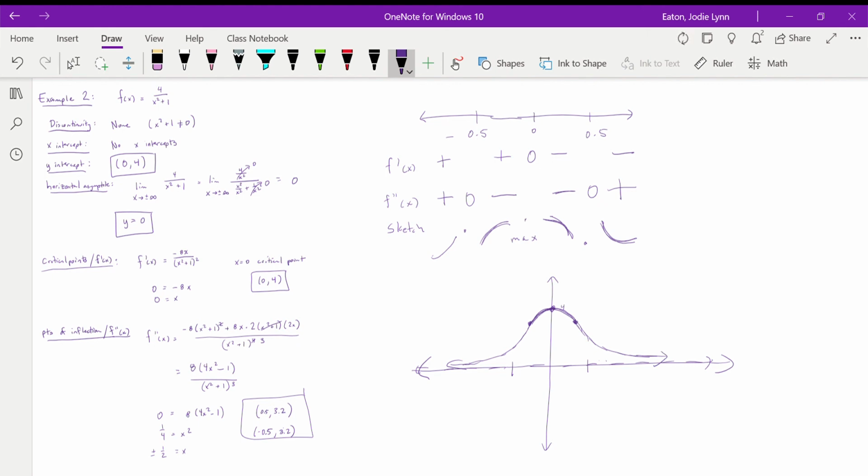Okay, so those are the important points. We have (0.5, 3.2), (negative 0.5, 3.2), and those are actually accurate numbers as well, and (0, 4). And those are the important points that we need to get in there. And we have to sketch our concavity properly, and that gives us a beautiful curve sketch, including discontinuities, asymptotes, and pretty much everything.